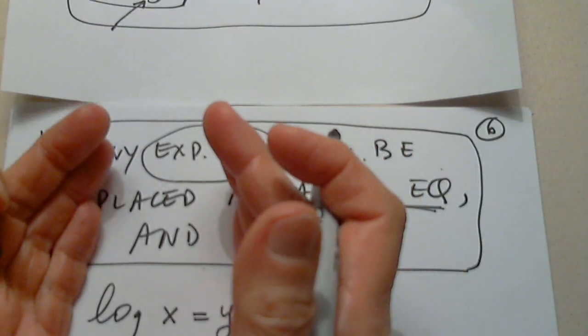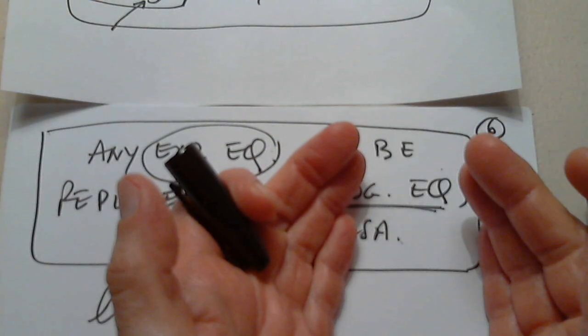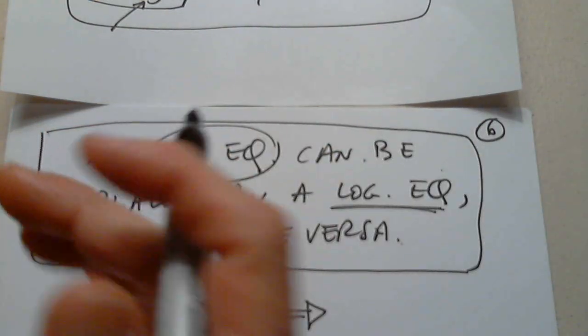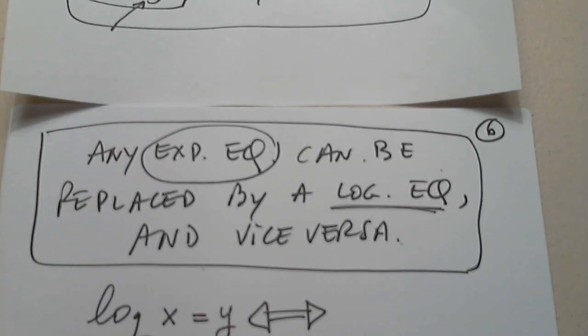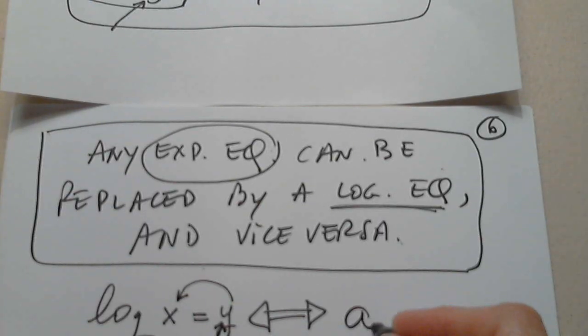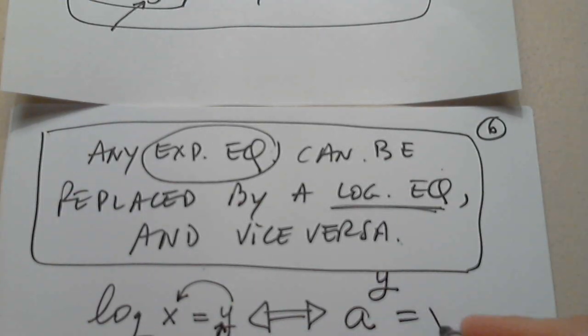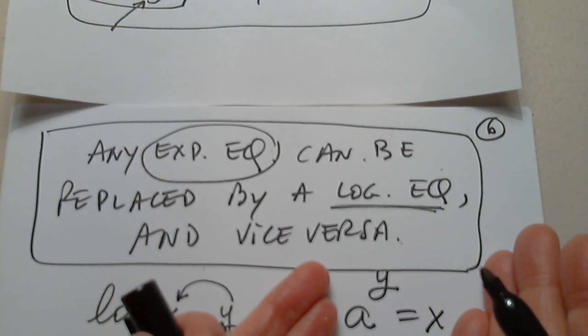So how do I change this log equation into an exponential equation, and vice versa? Counterclockwise, starting with the base. The base raised to y equals x. Now this is an exponential equation.